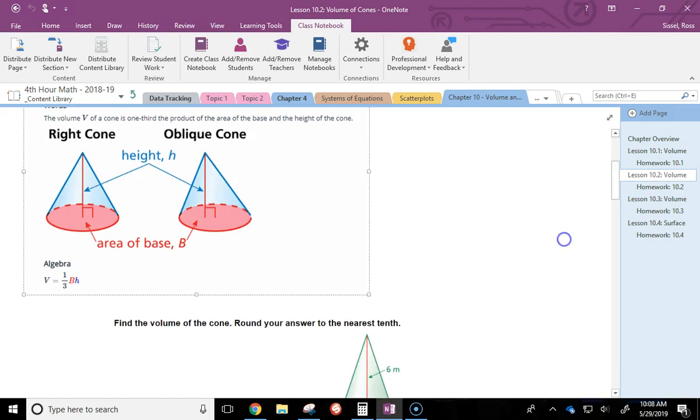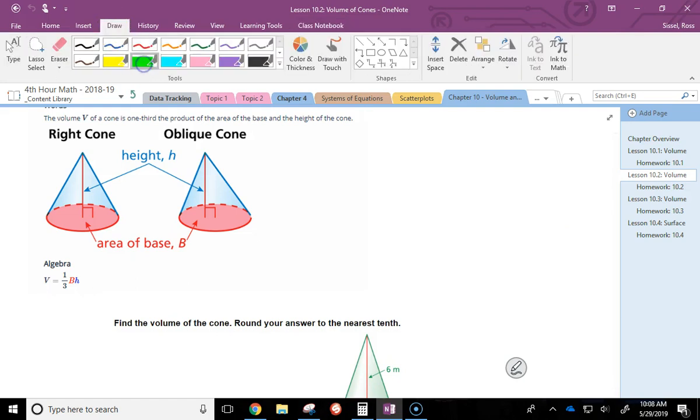So this is today's equation that we have to remember. For a cylinder, volume equals base times height. For a cone, volume equals 1/3 times base times height.